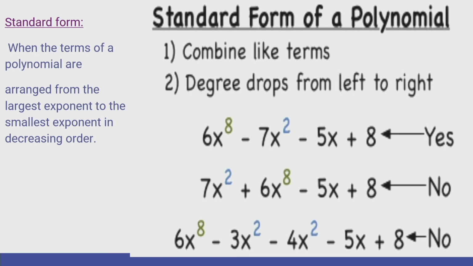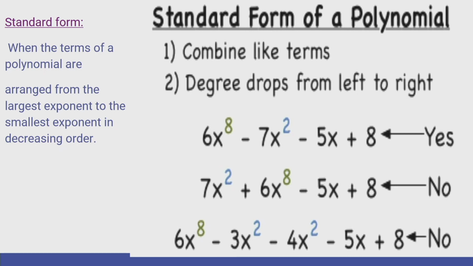For example, when you see on screen, we have 6x to the power 8 minus 7x squared minus 5x plus 8. We have a decreasing exponent. You start from 8, then you go down to 2. After that, you have 1. So that is a decreasing order of exponent, and that is a standard form of polynomial.